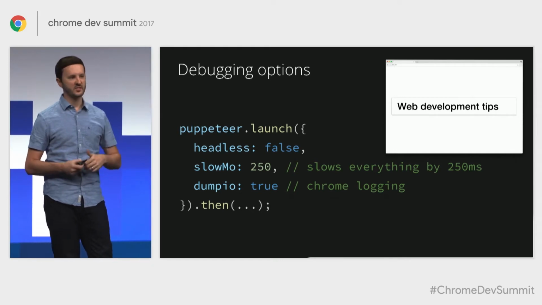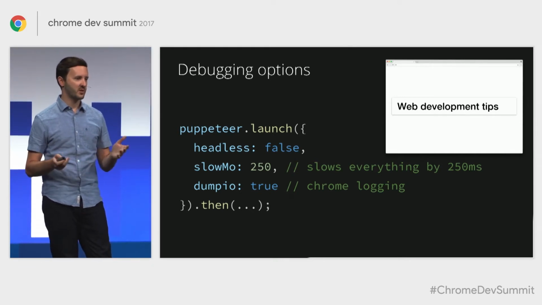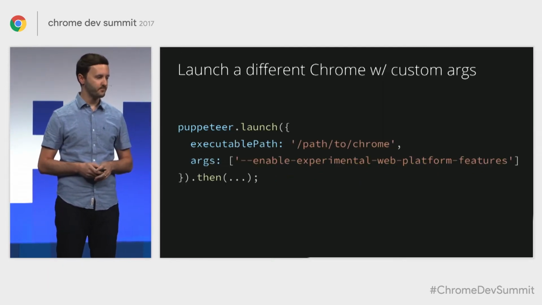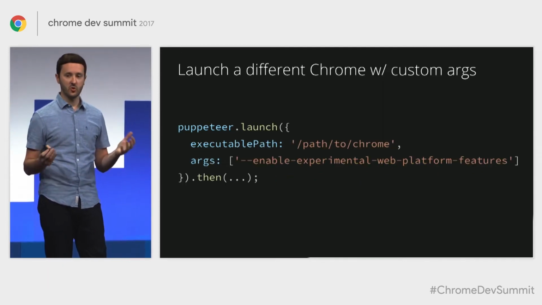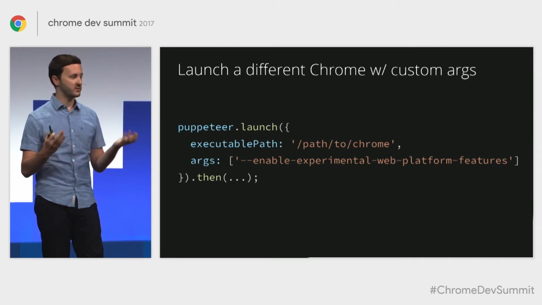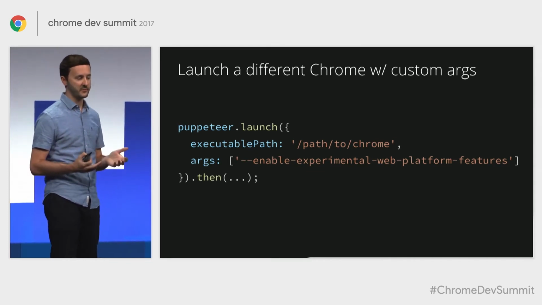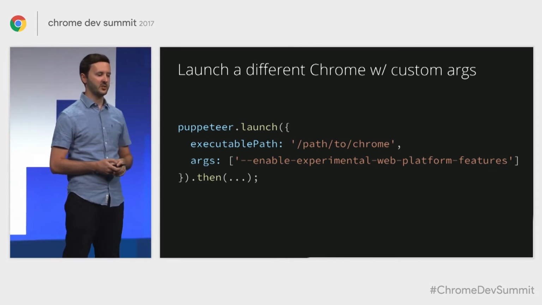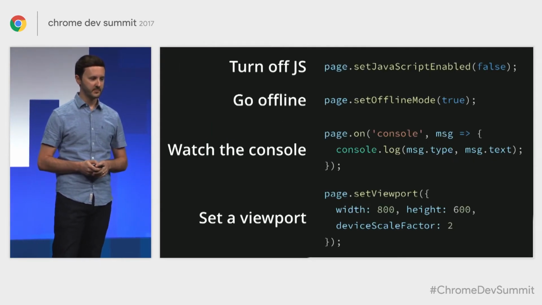And dump IO is really nice because it'll give you extra information from Chrome. Chrome logs a bunch of stuff, and if your scripts are crashing, that's a good one to throw on. You don't have to use the Chromium that Puppeteer brings in. You can use Canary or Dev Channel if you want. You can launch your own version of Chrome and just do that by passing in the executable you want to launch. So a bunch of stuff.